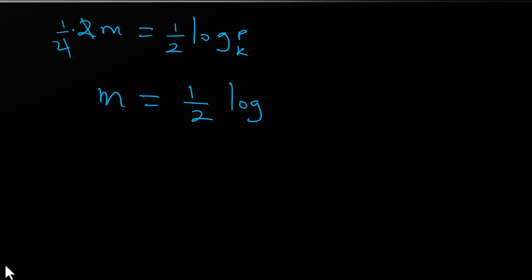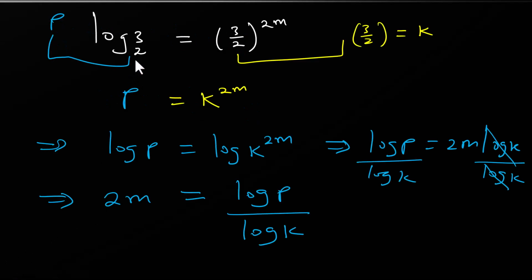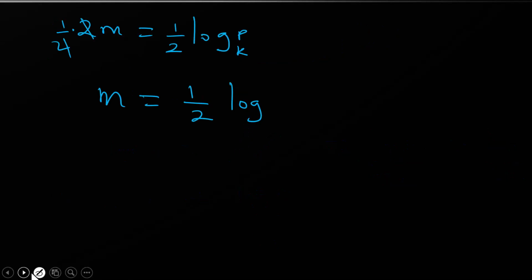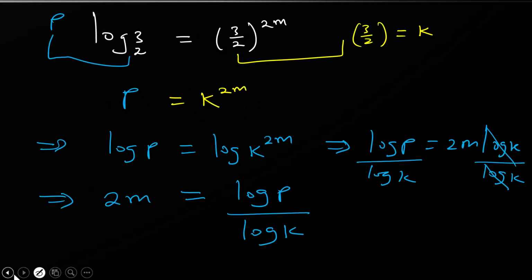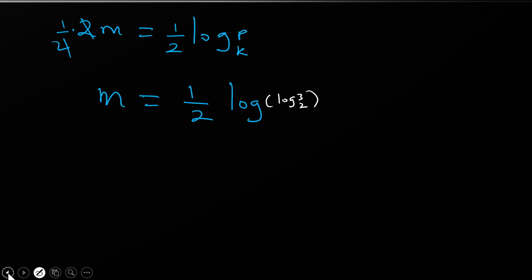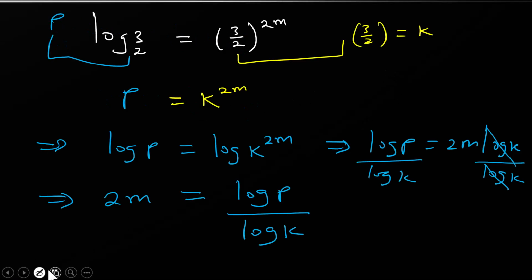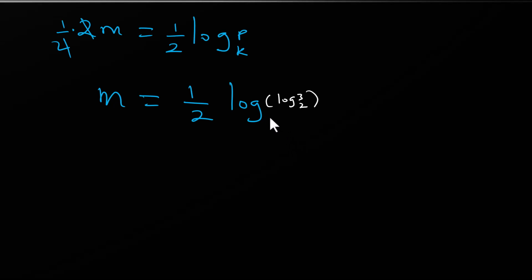So let's do substitution. What is p? P is log 3 to base 2. So let me change the color here. So p is log 3 to base 2, and k is 3 on 2. So k is a base here, 3 on 2. So this is the final answer.